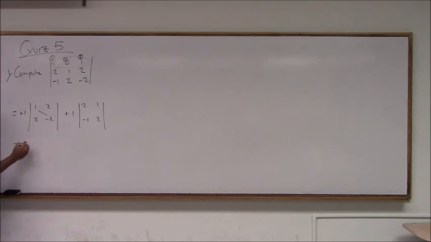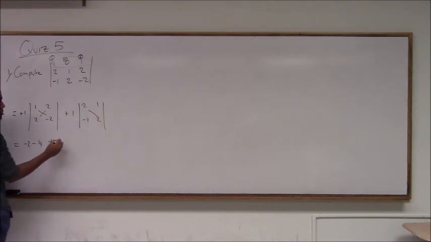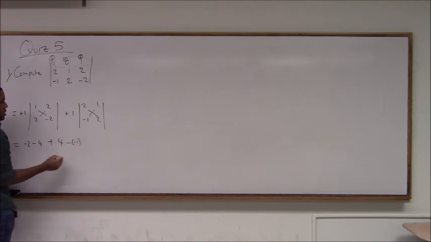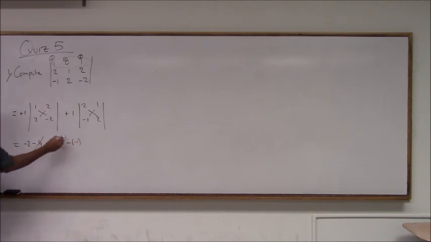So this time this minus 2, minus that, plus this time this is 4 minus that times that, which would be minus 1. So that becomes a plus 1. So this minus this, a minus 2 minus 1, so minus 1 was the answer.